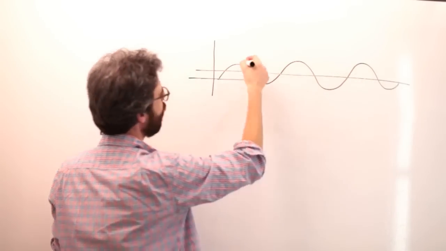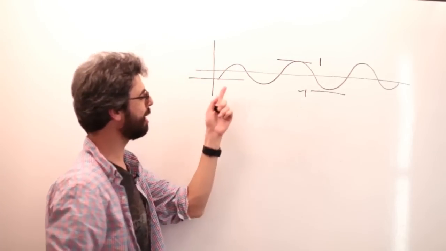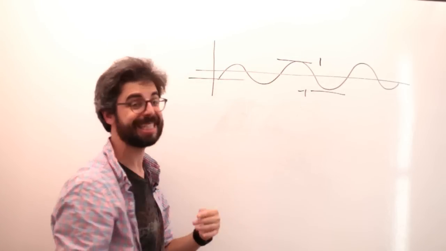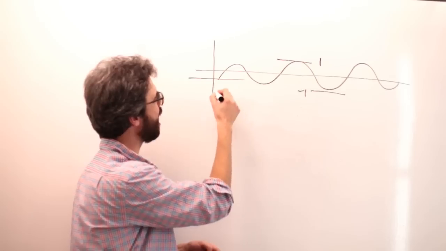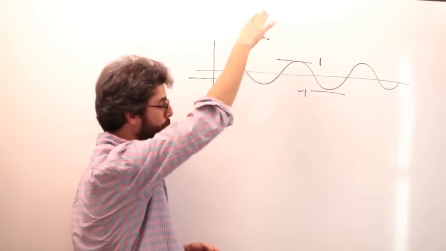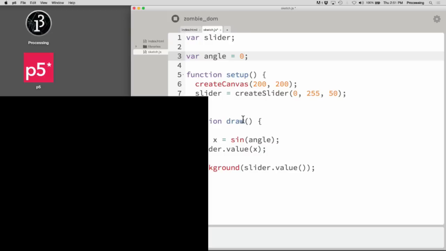The range goes between 1 and negative 1, the x-axis being this angle that's moving through time. Depending on what the value of the angle is, I'm going to get between 1 and negative 1. That was like the worst explanation ever.